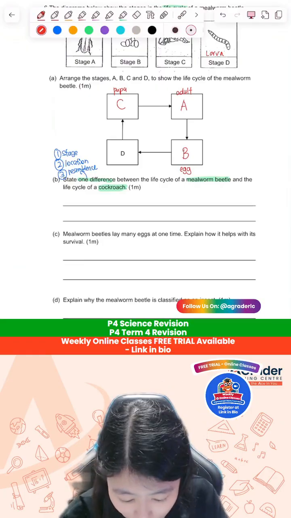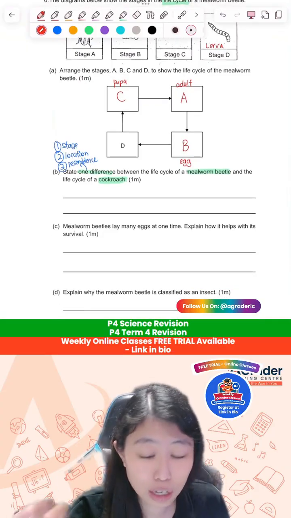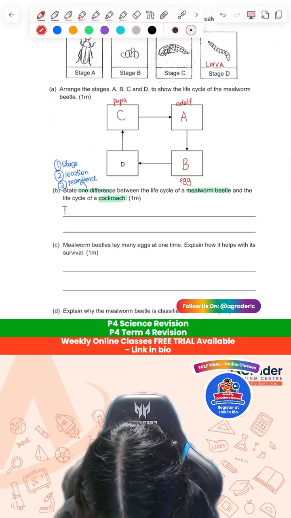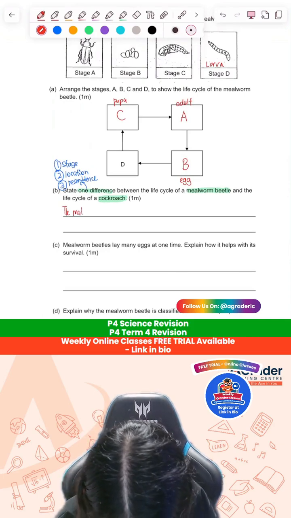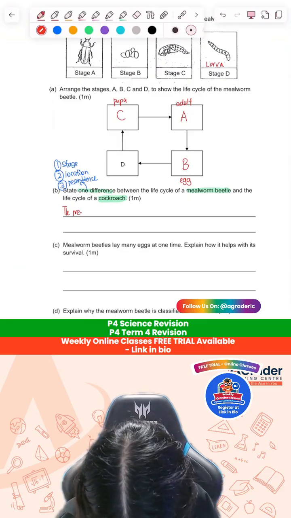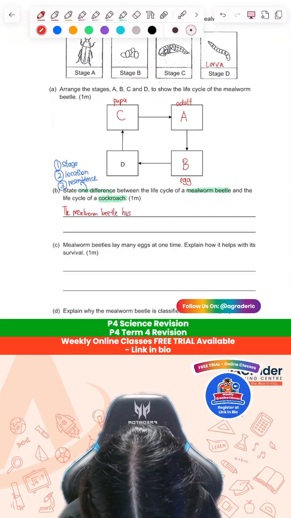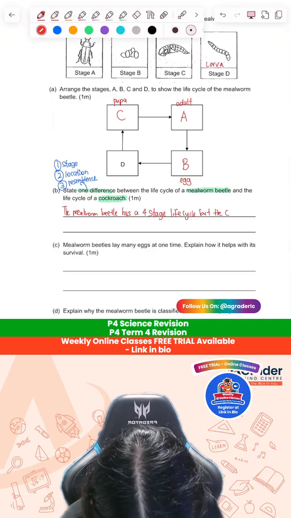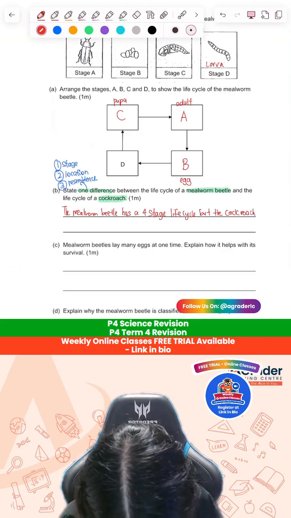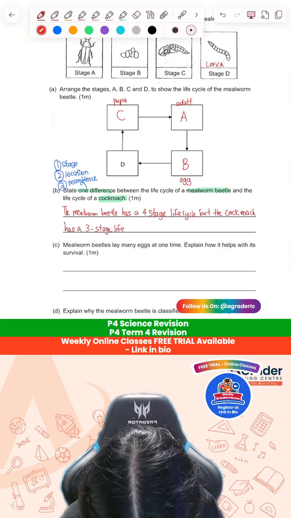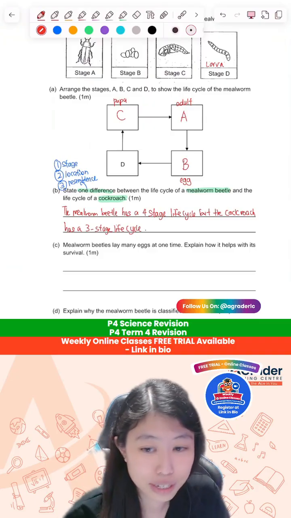So I'm going to write this one down. I'm just going to write the simpler difference. A lot of students usually just write the number of stages. So you can say that the mealworm beetle has a four-stage life cycle, but the cockroach has a three-stage life cycle. Okay, so there's a difference.